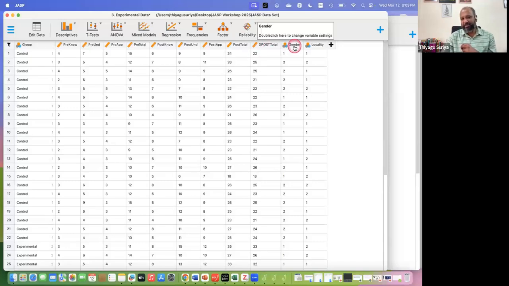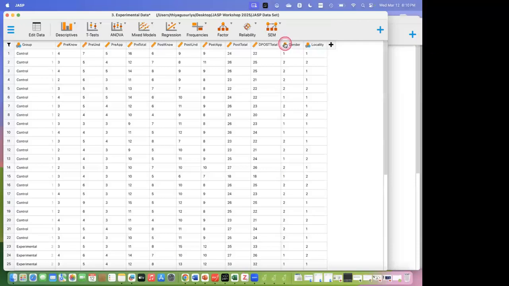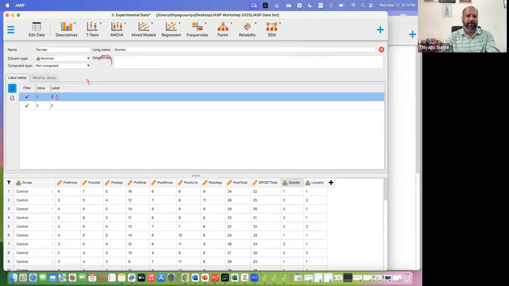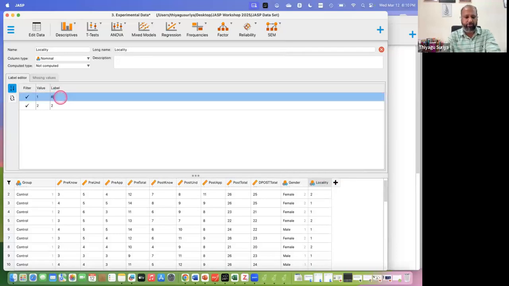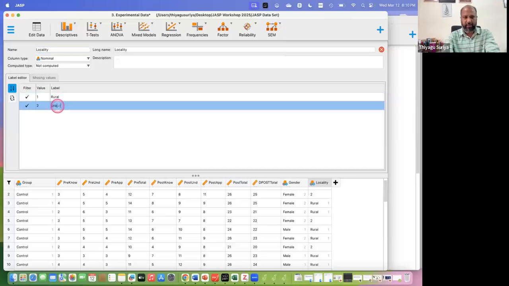And gender. What is the variable? Gender? It's nominal, sir. So kindly click define. 1 for male, 2 for female. Okay, enter. Then locality. Click locality. 1 for rural, 2 for urban. Just add it. Click OK. Yes, you have defined it now.